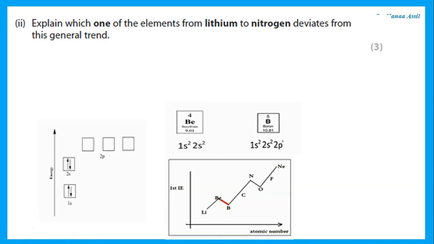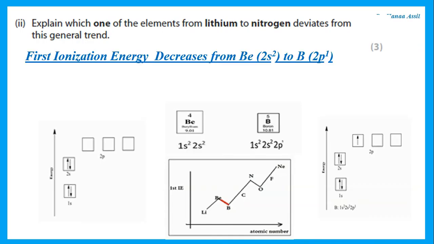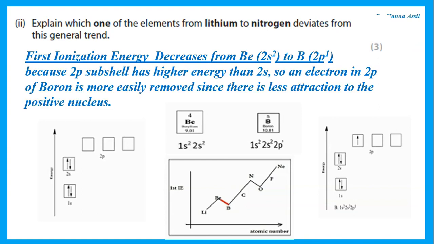That means I have paired electrons in the 2s. Now, boron is 1s2 2s2 2p1. So the electron we're removing is in the 2p, which is higher energy than the 2s. So the electron in the 2p is more easily removed, less attraction to the positive nucleus, so lower ionization energy.